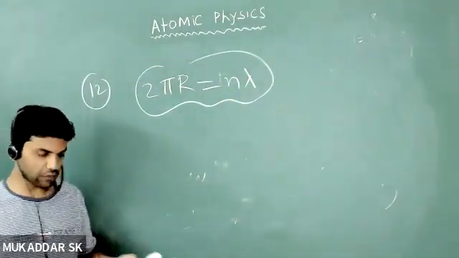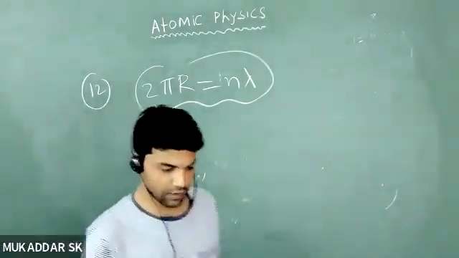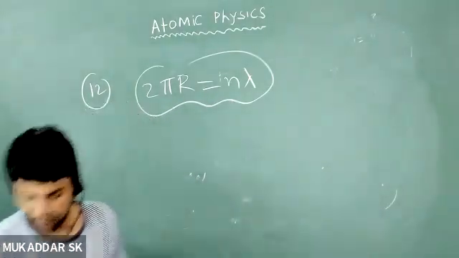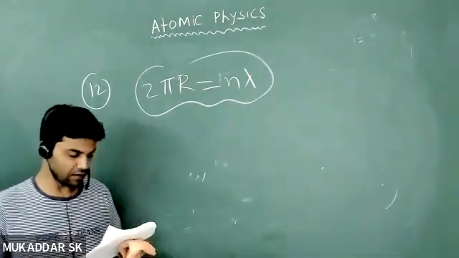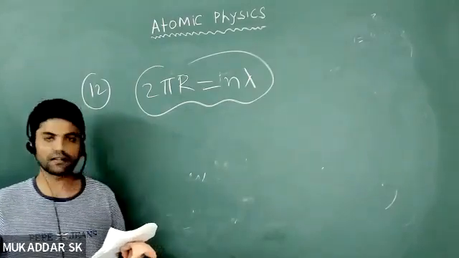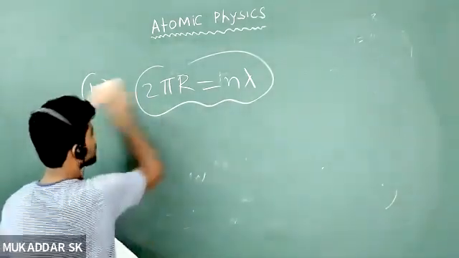Okay. Now there is a confusion in question number 13. What is the confusion here? See, there is an interesting thing. The kinetic energy of an electron in the nth excited state of hydrogen is given. And that is how much? Question number 13.